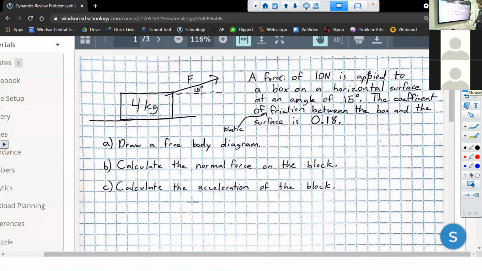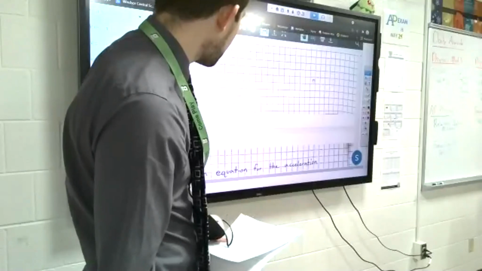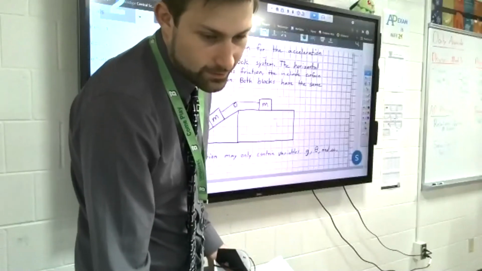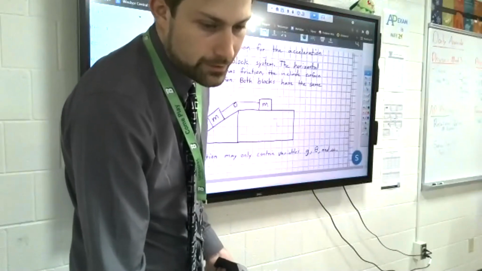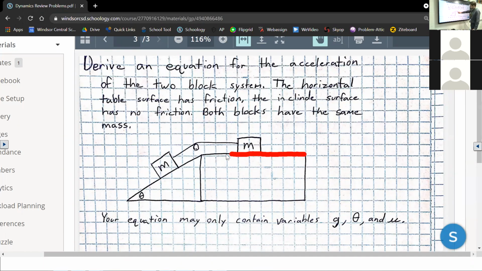The next important one I want to do, I'm not sure where everybody is on this one. Zach, I know, was trying to speed run all of them. Yep. I want to do the last one, the one with the block on the ramp and one on the table. So the thing is here, there's friction on this tabletop surface. There is no friction on the incline.